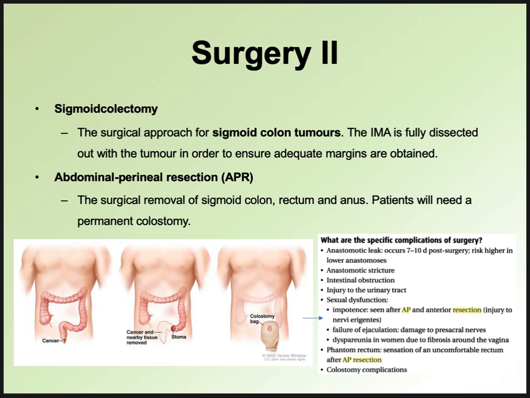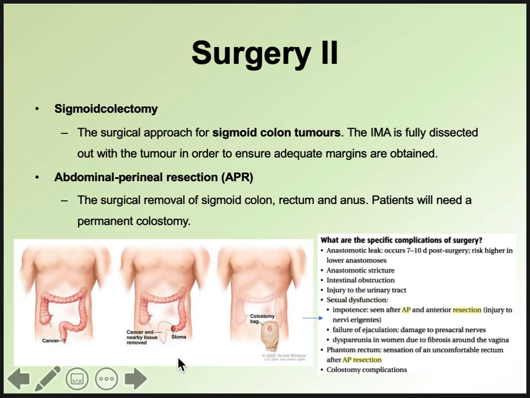Other things to be aware of are strictures, obstruction, injury to urinary tract, which is very closely associated with these structures, and particularly with AP resection, so the abdominal perineal resection, is sexual dysfunction, because this can be as a result of injury to nervi erigentes, which is a nerve supplying that area of the urinary tract. Failure of ejaculation may also occur due to damage to presacral nerves, and dyspareunia in women due to fibrosis around the vagina.